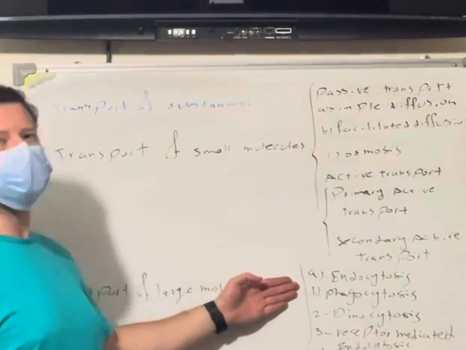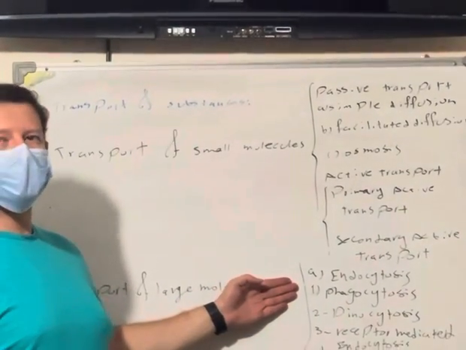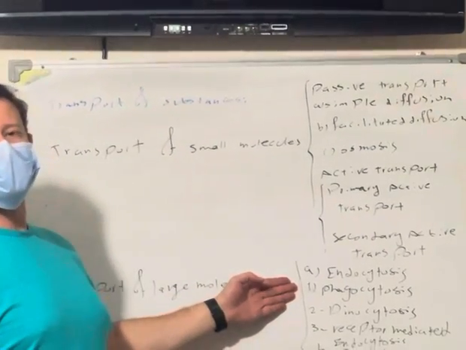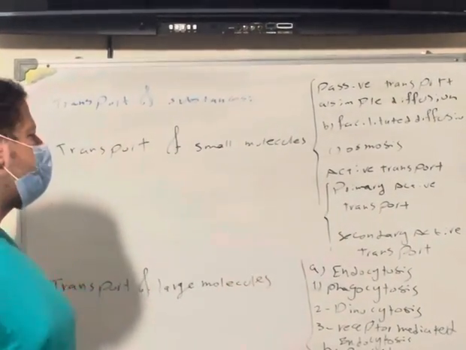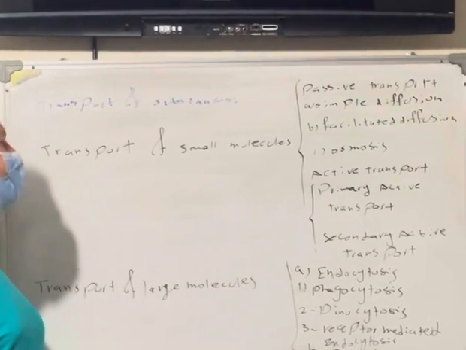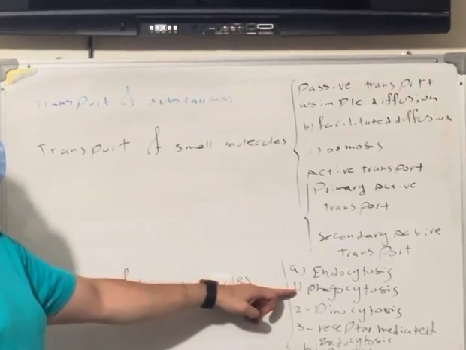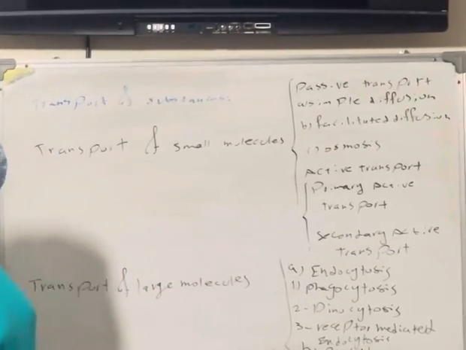In the case of phagocytosis, large molecules and invading bacteria are taken in by vesicles which are called phagosomes.